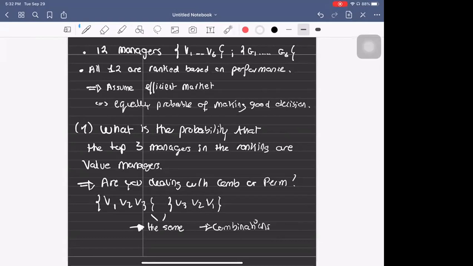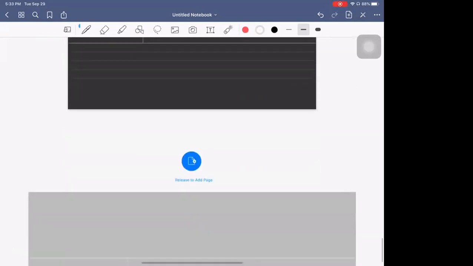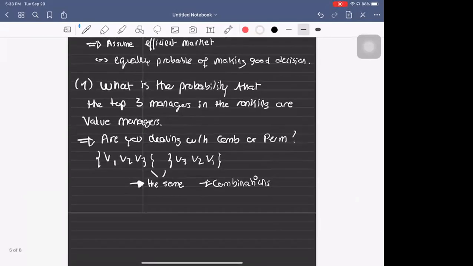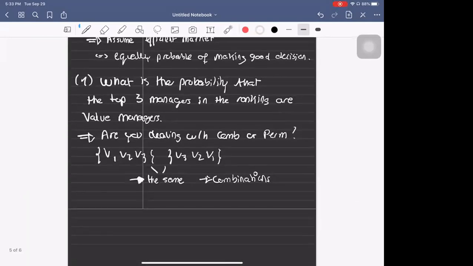To give an example, the constraint here is that the 3 managers are value managers. Let's say our constraint was that the top 1 manager had subscript 6.